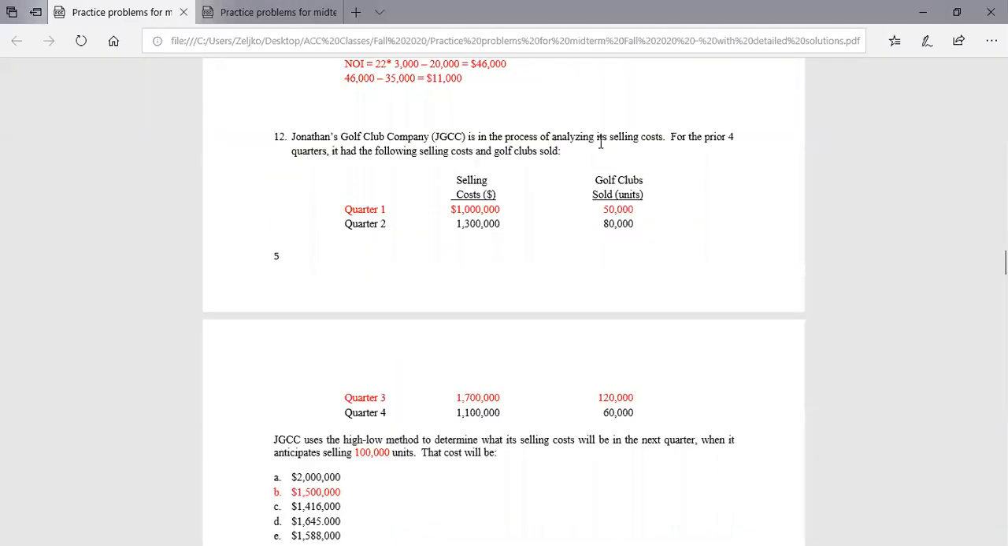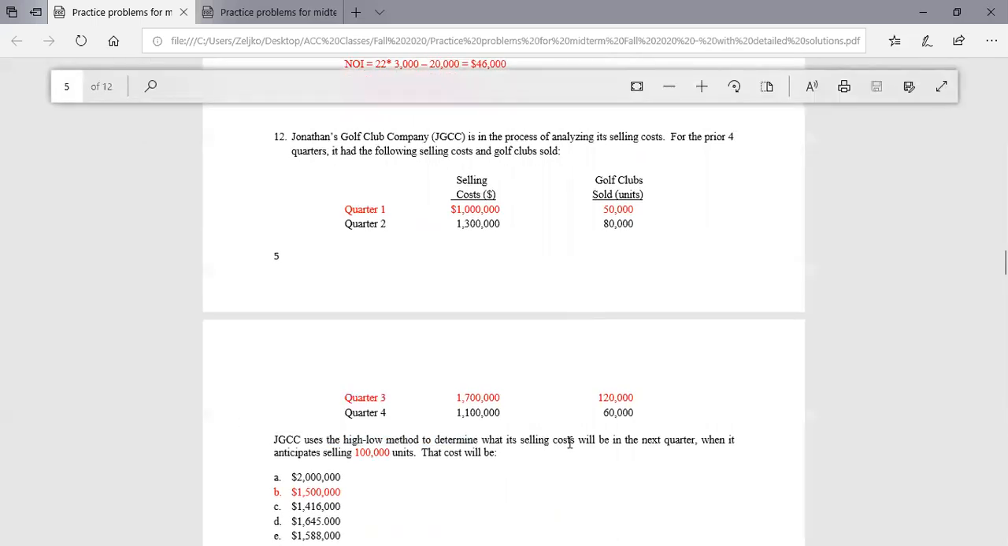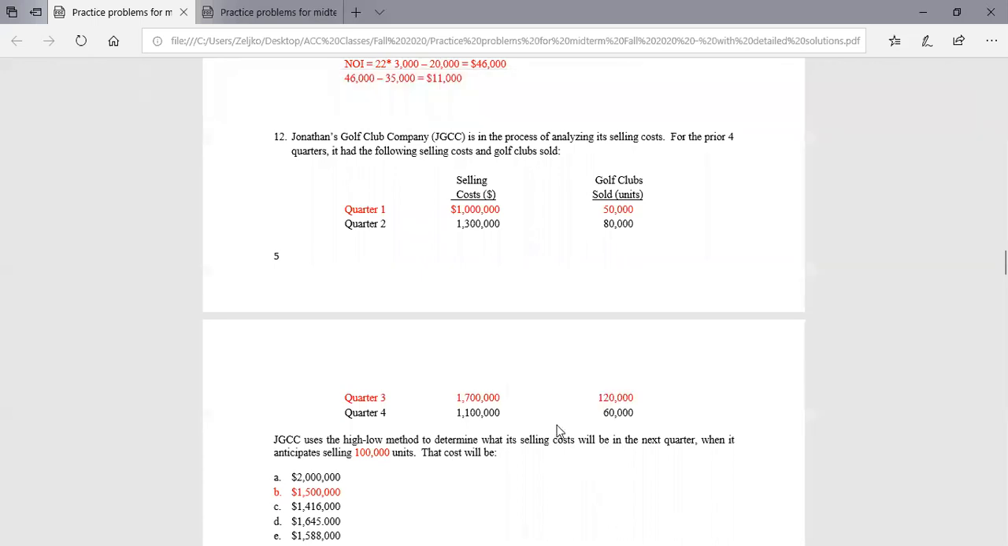What is this? It is the process of analyzing costs, using the high-low method. Even if you're not told to use the high-low method, you have to realize how you can figure this out. How would I figure out what the cost will be when they sell 100,000 units? There's no other way. I cannot guess. I have different amounts here, and none of them are 100,000, so I have to use some kind of averaging, right?